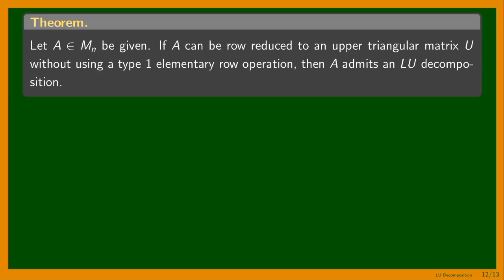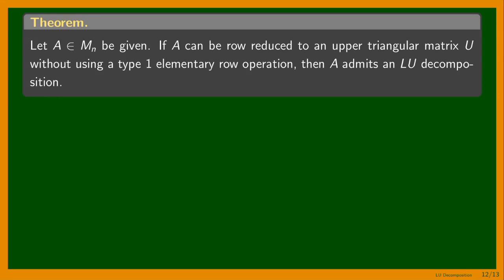It says that if A can be row reduced, what do you mean by row reduced? If you can perform row operations on A to obtain an upper triangular matrix without using a type 1 elementary row operation. Again, what is a type 1 elementary row operation? This is an operation that interchanges rows. So if you can somehow turn A into an upper triangular matrix without swapping rows, then you can write A as a product of L times U. Okay? So this is the theorem.